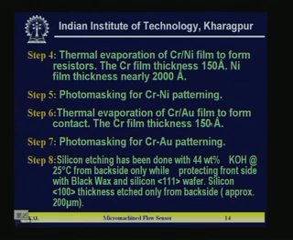The chromium film thickness is 150 angstrom. As I mentioned, chromium is basically the adhesion metal for gold and nickel on silicon dioxide, and its thickness is very small, of the order of 150 angstrom. Then you go for the chromium gold patterning, photomasking for chromium gold, and step 8, silicon etching, which is micromachining of silicon with 44 weight% KOH at 25 degree centigrade from the backside only, while protecting the front side with black wax. The silicon 100 wafer is etched only from the back side, approximately 200 micron.